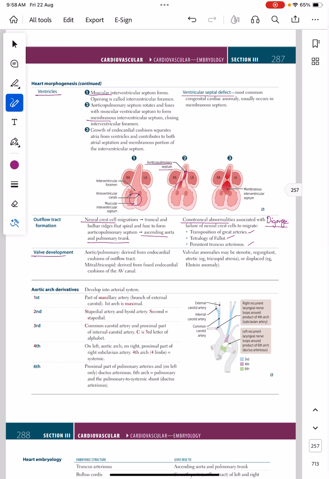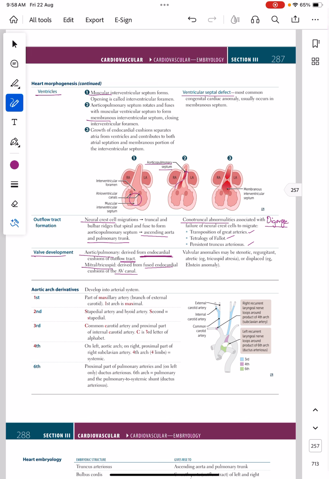And the valves, so there are two types of valves, the mitral and the tricuspid, and the aortic and the pulmonary. The aortic and pulmonary valves develop from the endocardial cushions. These structures are really important in Down syndrome, you will study these. And the mitral and tricuspid valves are derived from fused endocardial cushions of the AV canals, while the aortic and pulmonary are formed from the endocardial cushions of the outflow tracts.